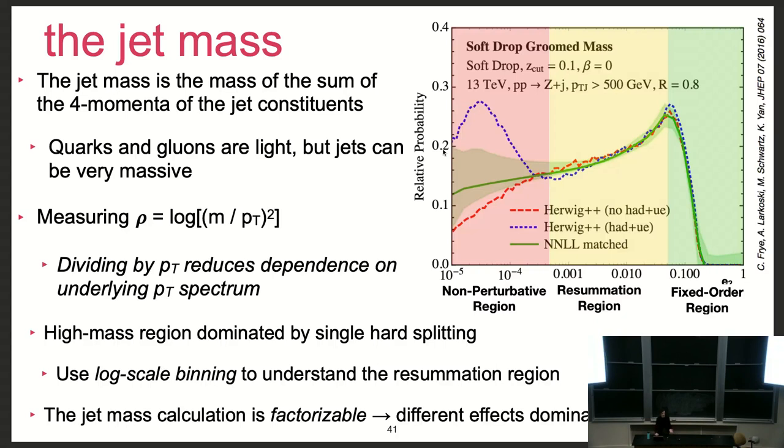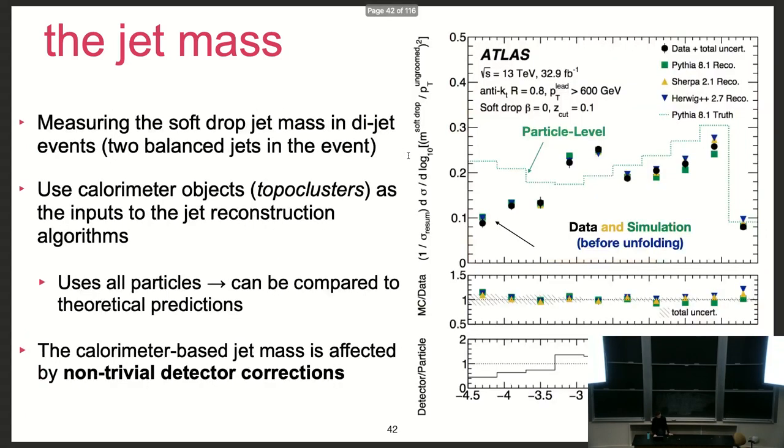And if you don't apply soft drop grooming, then the hadronization is important for a lot bigger of this range. And so this is why you can't make an accurate theory prediction for it. So we wanted to measure this to test if these predictions were actually doing a good job. And so this is the start of our measurement, which you can see here.